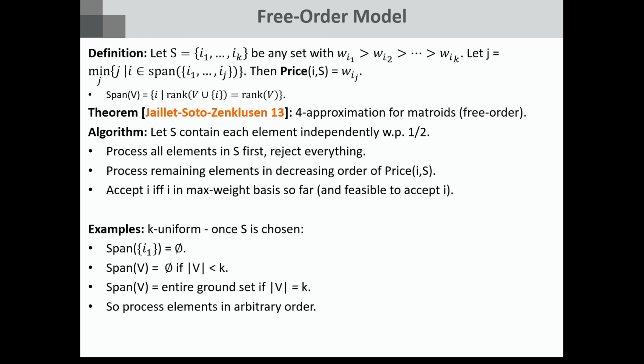So what this algorithm would look like for K uniform matroids is it chooses this set randomly as described, and then the remaining elements can come in an arbitrary order, and the algorithm will still work.